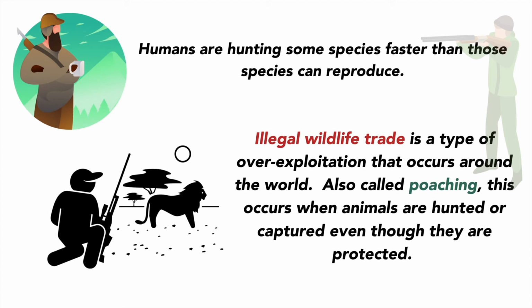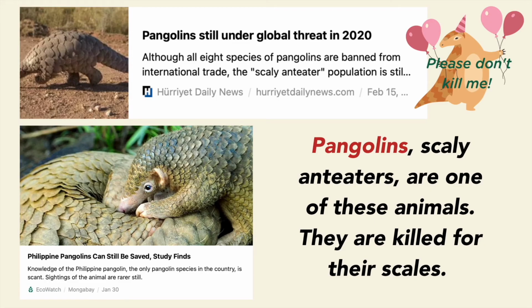This is also called poaching, which occurs when animals are hunted or captured even though they are protected. One example of that is the pangolins. They are actually scaly anteaters, which are one of these animals. They are killed for their scales. And in China and Vietnam, it is believed that these scales have medicinal value.